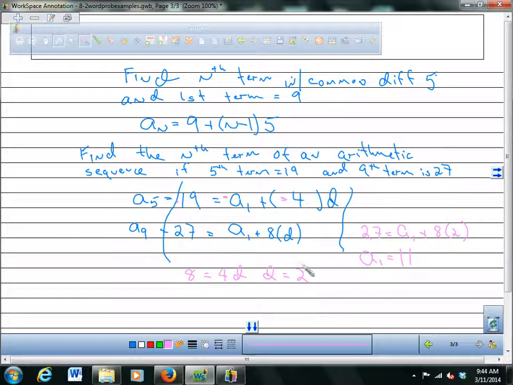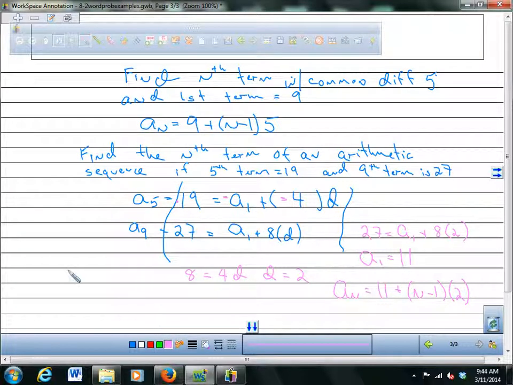And so now I have my formula, which I could rewrite for finding the nth term. A sub n is equal to 11 plus n minus 1 times d, which is 2. So basically I solved this system of equations. You solve for d, and then you plug back in and solve for the other variable.